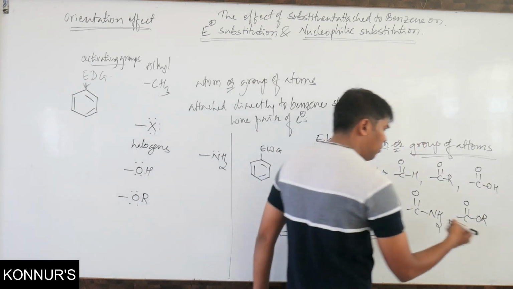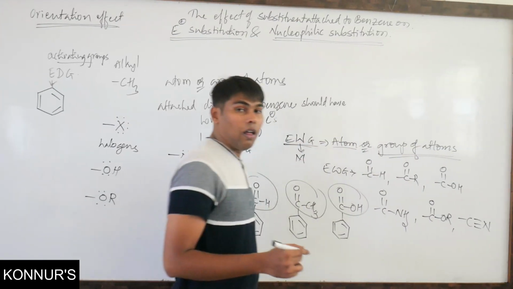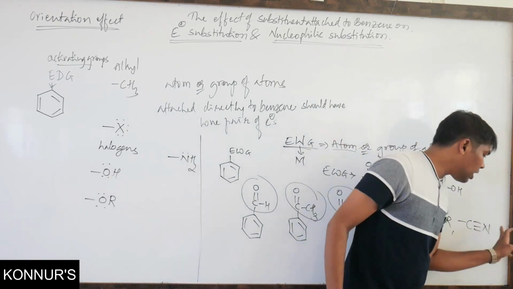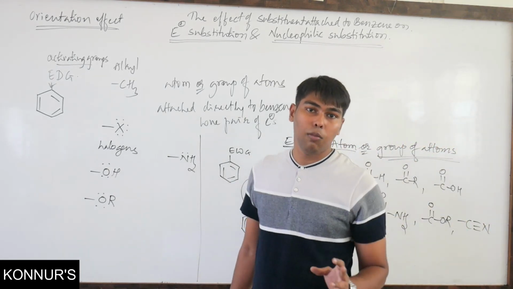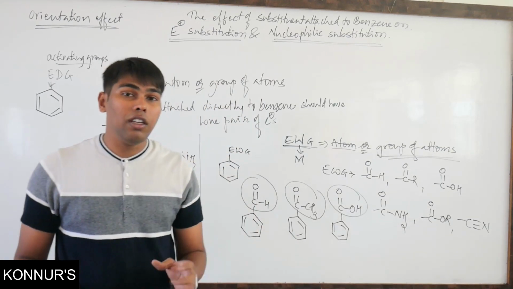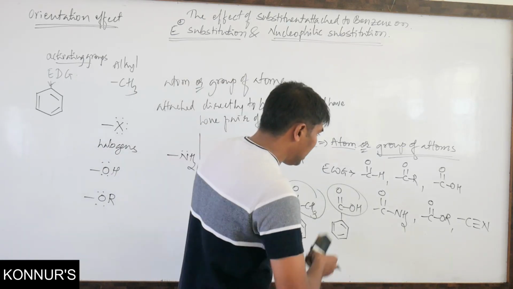And moving onwards, cyanide is also attached with the benzene, and it also contains the multiple bond, in which nitrogen drags a bonded pair of electrons, and that gives the electron withdrawing capacity to that group, cyanide attached to the benzene. So these are the examples.